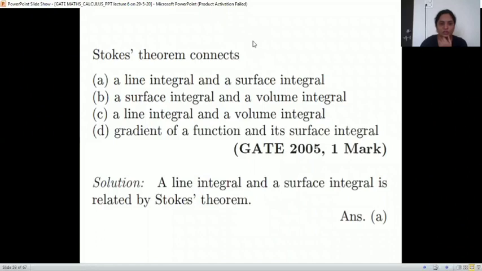Next question. Stokes theorem connects what? We know a line integral and a surface integral. So the first option is the correct one. A surface integral and line. Surface and volume is Gauss divergence. Line and volume, it is not there. And gradient of function, del, no. And surface integral, del is in Gauss divergence again, right? So Stokes theorem connects a line integral and surface integral.